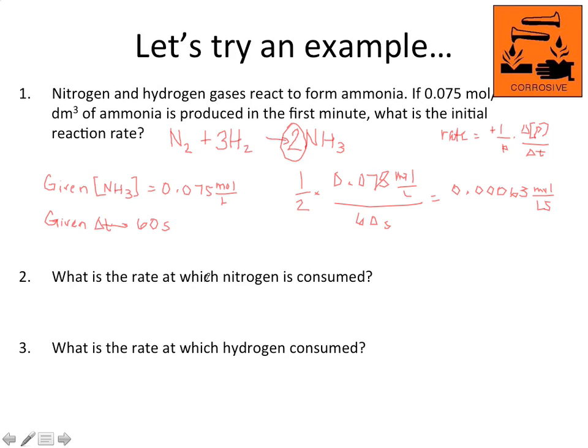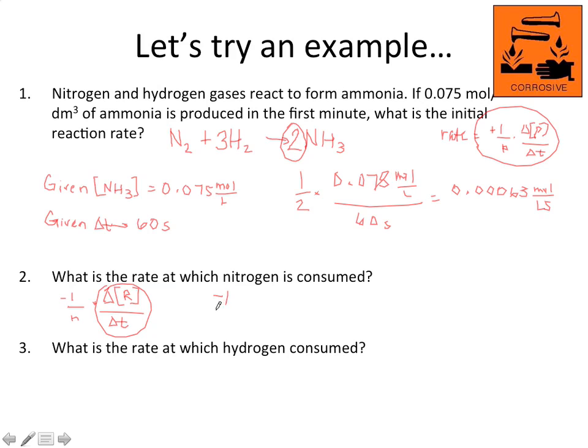Well, then it asks, what is the rate at which nitrogen is consumed? So I have this half of my equation already figured out. The other part of that equation was the negative 1 over the coefficient of the reactant times the change in the concentration of the reactant divided by the change in time. I'm looking for this part right here. And that part right there is equal to what I figured out for my initial rate of reaction for my product to start with. So I can fill this out.